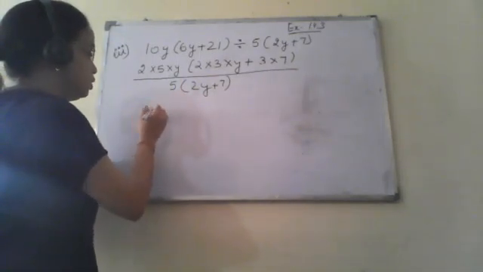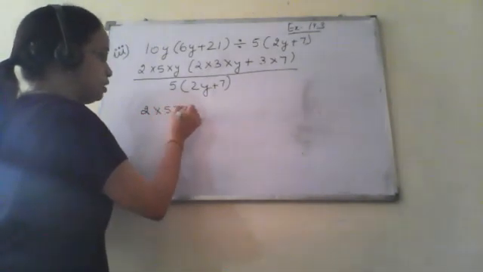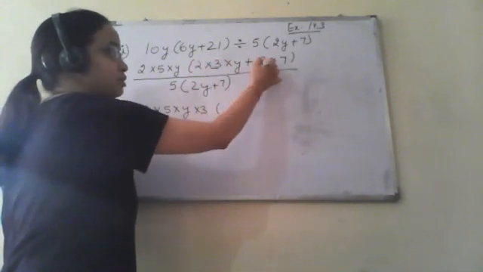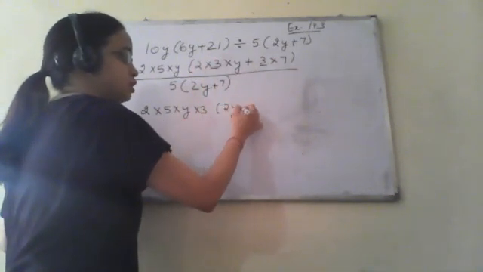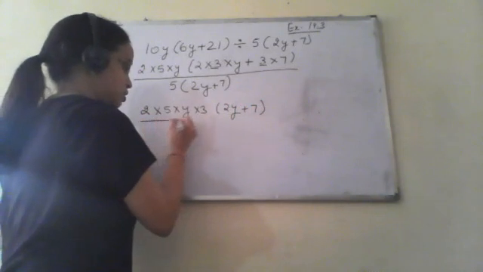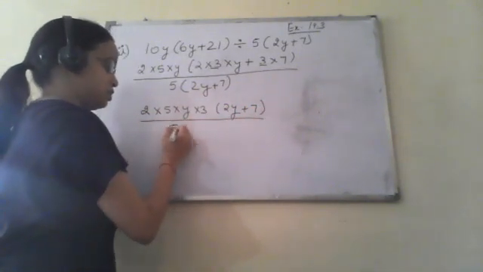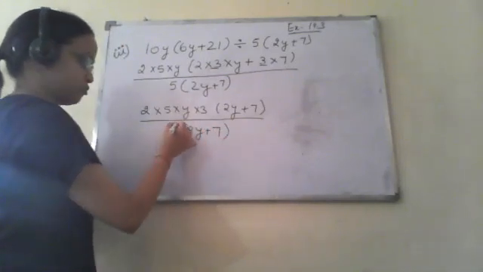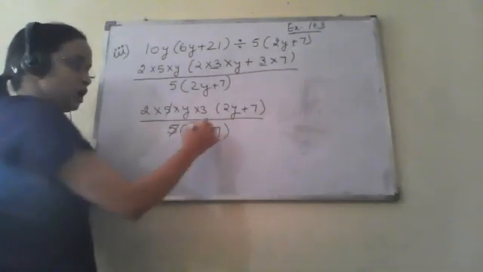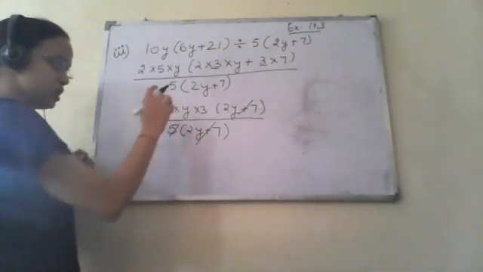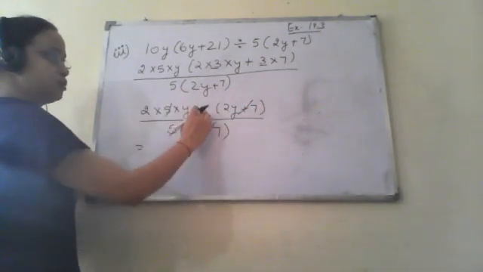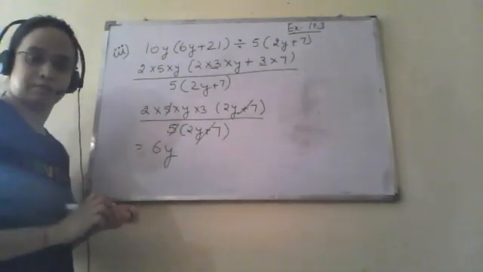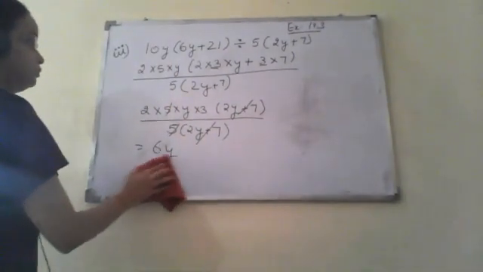It will be 2 into 5 into y into 3. This is what is left. We have taken 3, so inside what is left is 2y plus 7. In the numerator we have 2y plus 7. So this 5 is cancelled out because it is common and this 2y plus 7 is cancelled out. So what is left in the numerator? It is 2 into y into 3. 2 threes are 6 and here it is y. So the answer is 6y. Next part.